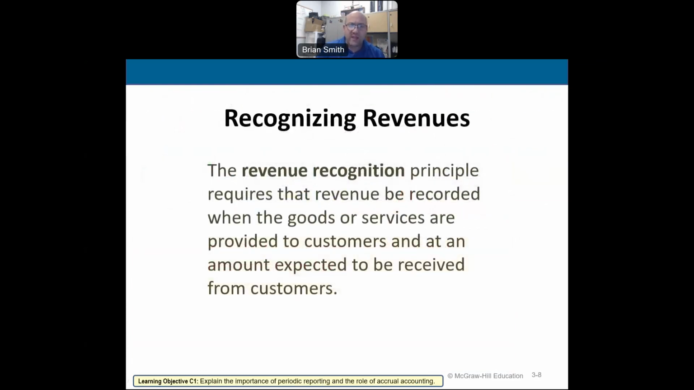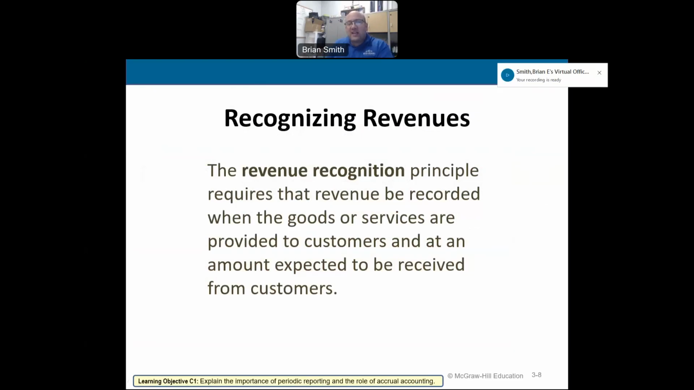So the cash basis can be hard to get out of our heads, because our whole lives we're dealing with the cash basis, but we do the accrual basis of accounting. Like I said before, recognizing revenues is when we earn it, or when we provide the goods or services or whatever it is that we are going to get paid for.